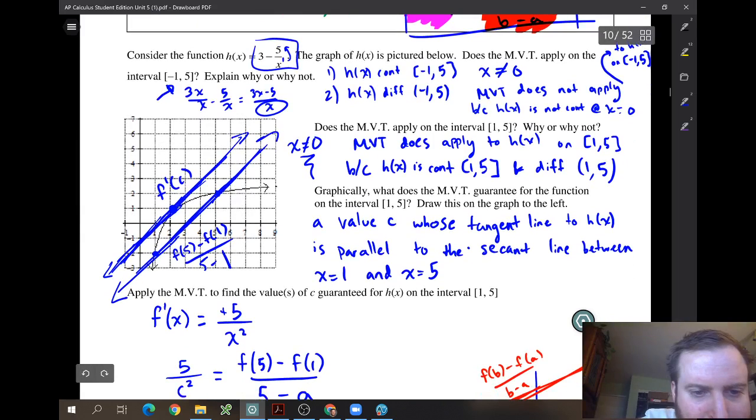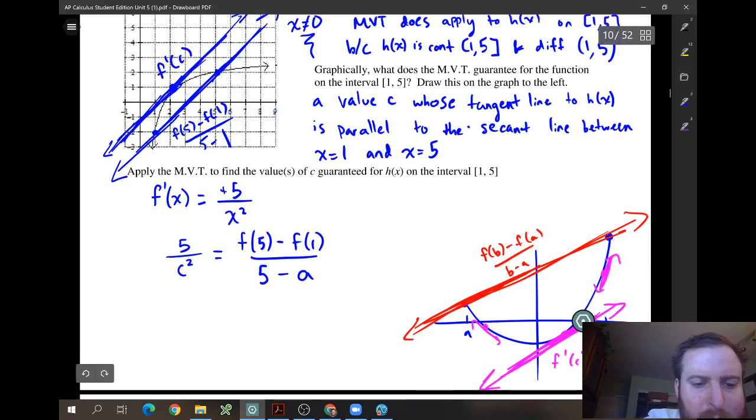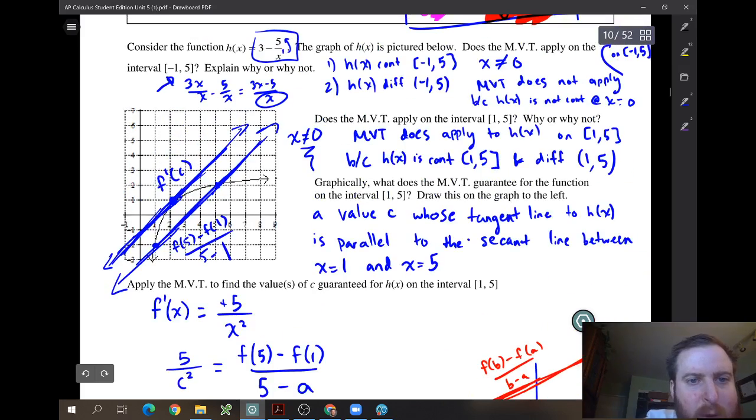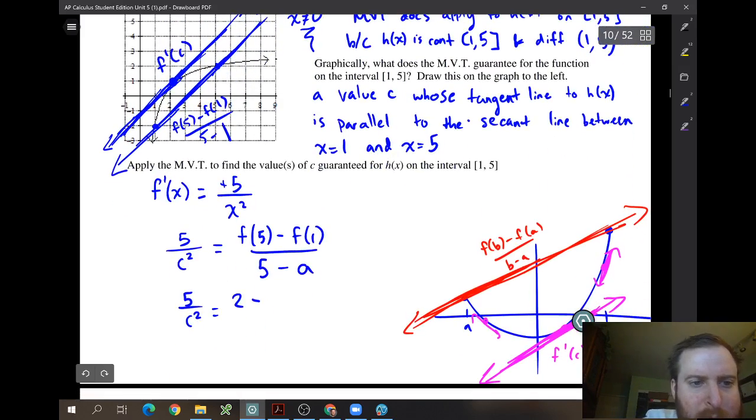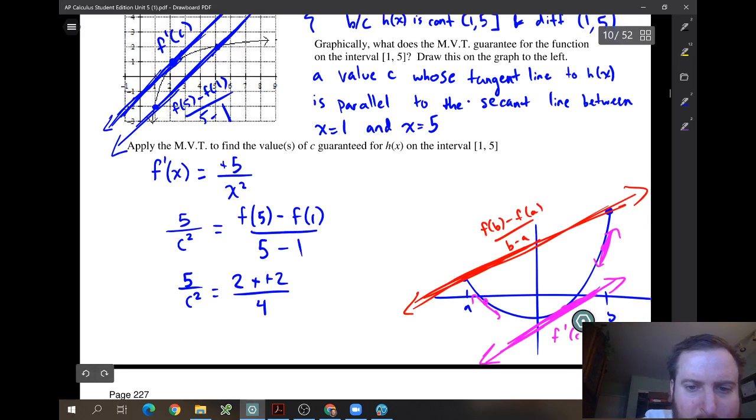Or you could have just looked at the y value. At 5, our y value on the graph, because we were given a graph, was 2. So we're going to say 5 over c squared equals 2 minus (3 minus 5 over 1), all over 5 minus 1. 3 minus 5 is negative 2. Or again, we could have looked at the y value on our graph. That should have been a 1. Over 5 minus 1 is 4. So that's 2 plus 2 is 4. 4 over 4 is 1. So I'll write this up here. That gives us 5 over c squared equals 1.